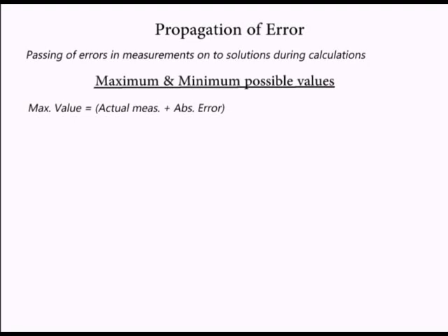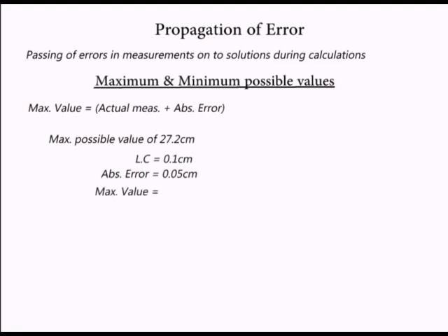For example, the maximum possible value of 27.2 centimeters, least count is equal to 0.1 centimeters, and so the absolute error will be half of this, and that is 0.05 centimeters. The maximum possible value, also called the upper limit, will be 27.2 plus this absolute error 0.05, and that is equal to 27.25 centimeters.